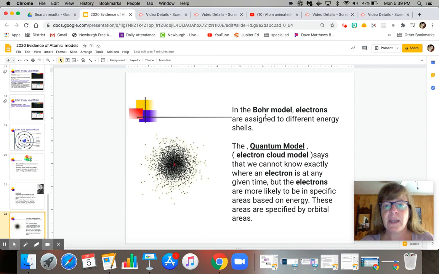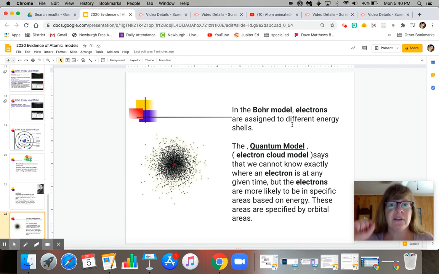So let's compare. In the Bohr model, electrons are assigned to different energy shells, right? Fixed orbits. The quantum model, the electron cloud model, says we can't know exactly where an electron is at any given time, but we do know where they're more likely to be. And you saw that in the video, those red areas, those shapes. We call those shapes or areas orbitals, and they're areas of high probability.